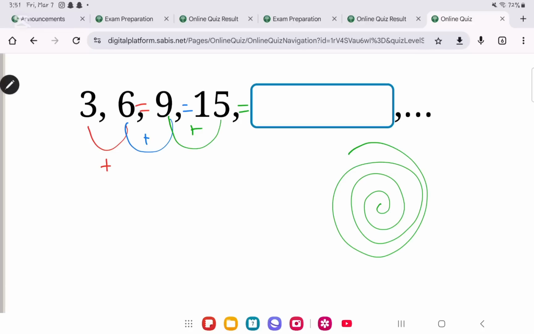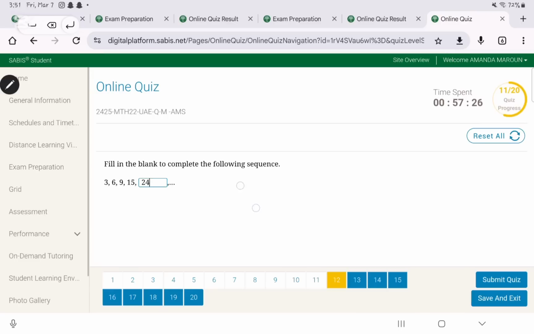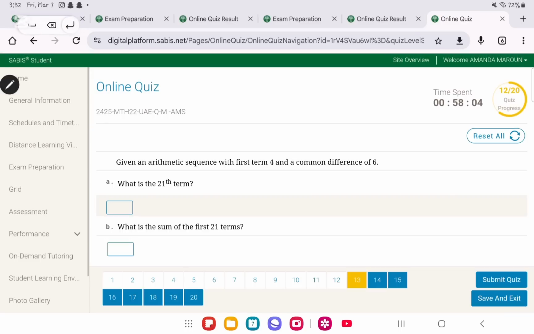And so basically to find the answer of this question, it's going to be 9 plus 15. Put it on the calculator. You will get 24. Okay, so we will move on to question number 13.